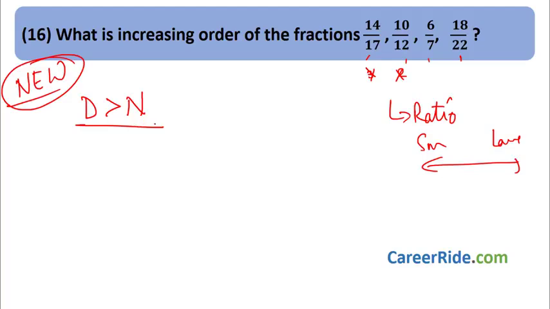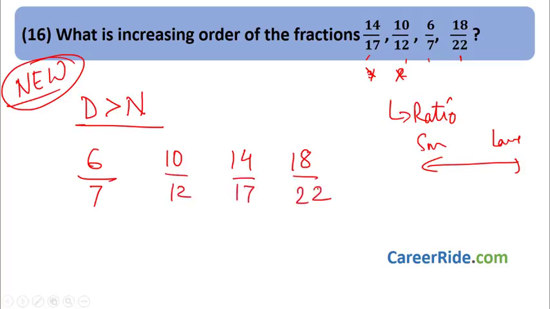Respective numerators. Now let us arrange the numerators from lowest to largest. There is 6, then 10, then 14 and 18. Now write the corresponding denominators also. 6 is 6 by 7, 10 is 10 by 12, 14 is 14 by 17 and 18 is 18 by 22. Now if you observe very carefully, 6 plus 4 is 10, 10 plus 4 is 14, 14 plus 4 is 18. So the numerator is increasing by a fixed value.